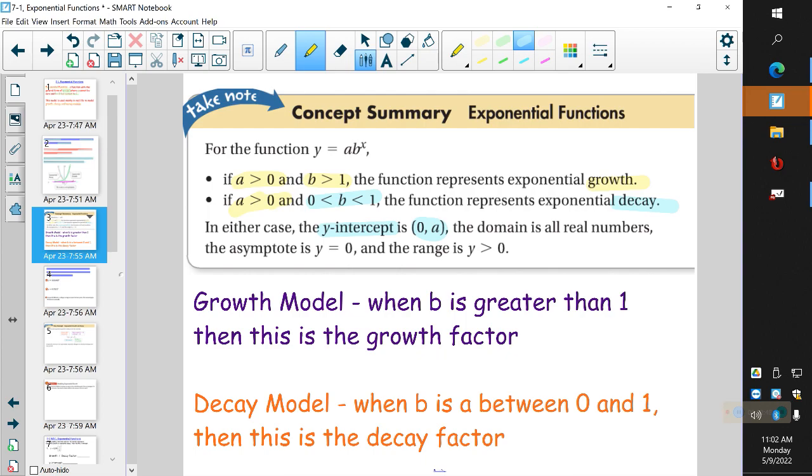Then, your asymptote is going to be y = 0, meaning it's the value that it cannot cross. It's that asymptote line. Not very concerned about asymptotes today. You're not going to hear me talk about those a lot. We're going to talk about real-world problems more today than anything. Now, the growth model is when b is greater than 1, and this is called the growth factor. Then, we're going to have our decay model, and that is when b is between 0 and 1, and that's a decay factor.